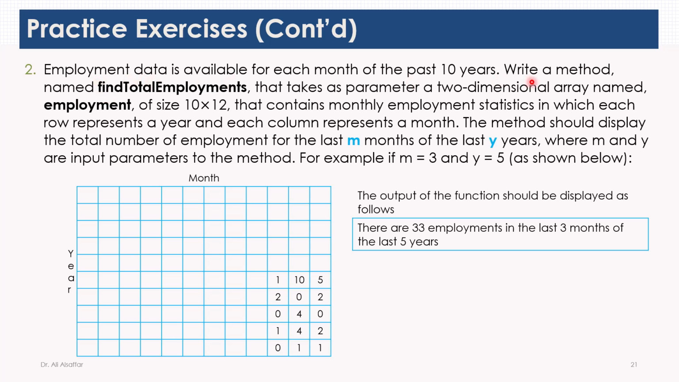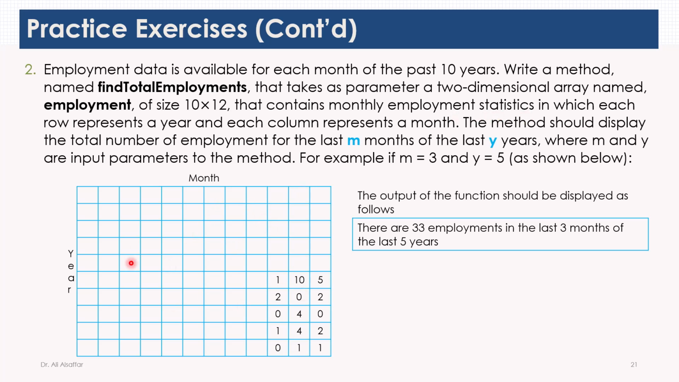Let us see what is required from the problem. It says write a method. So a method needs to be written named findTotalEmployments. So we need to find total, which is sum. This method takes as parameter a two-dimensional array named employment. This is the name of the array of size 10 by 12 that contains monthly employment statistics.